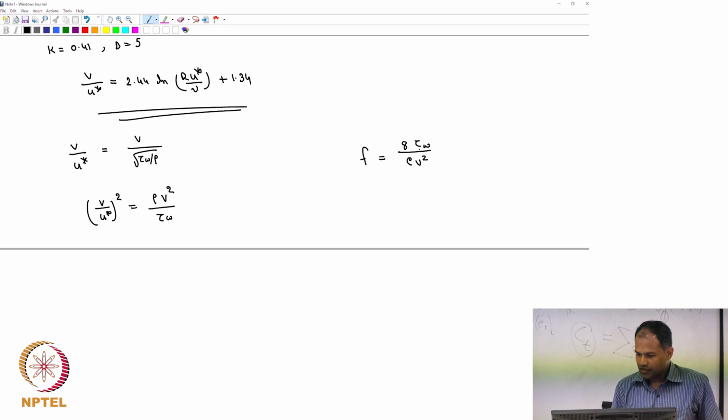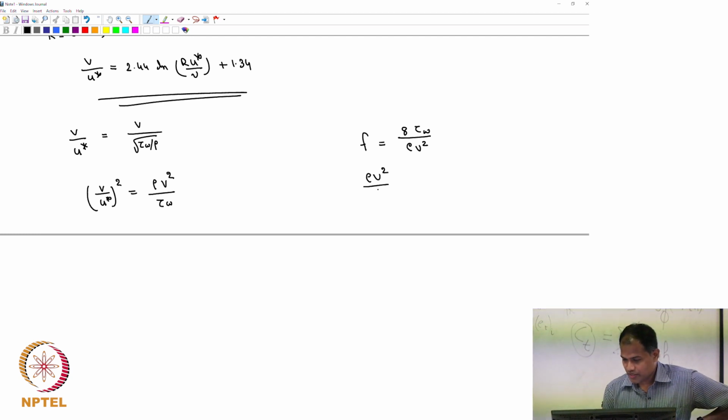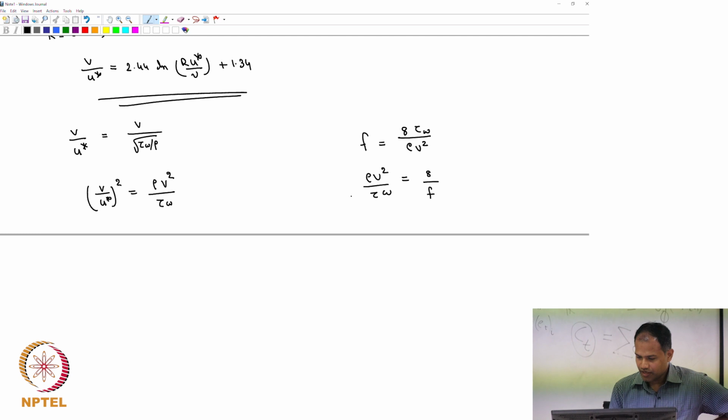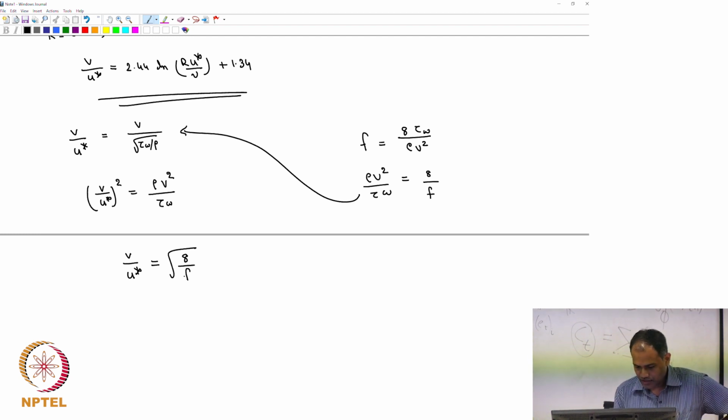So that means rho V square divided by tau W is equal to 8 by f. Right? So I can directly write down a relation: V by U star is equal to square root of 8 by f. Agreed?